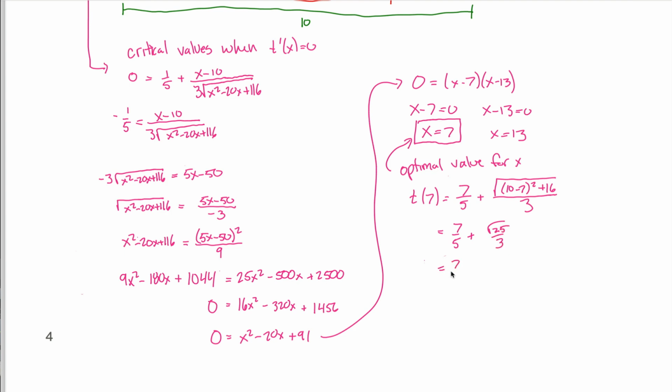Oh, that's awesome. I got 7/5 plus 5/3. My least common denominator would be 15. So instead of 7/5, I'll think about this as 21/15, multiplying the top and the bottom by 3.